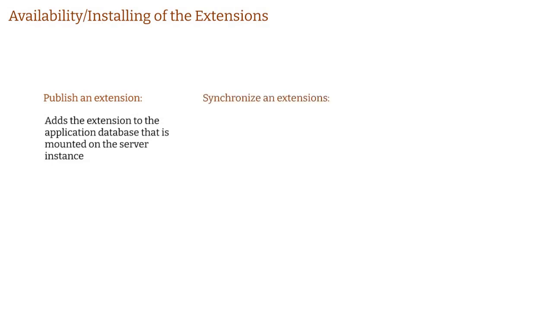Step 2. Synchronize an extension. Synchronizing an extension updates the database schema of the tenant database with the database schema that is defined by the extension object. If a table or table extension is included in the extension, the respective full or companion table is created in the tenant database. Step 3. Install an extension.